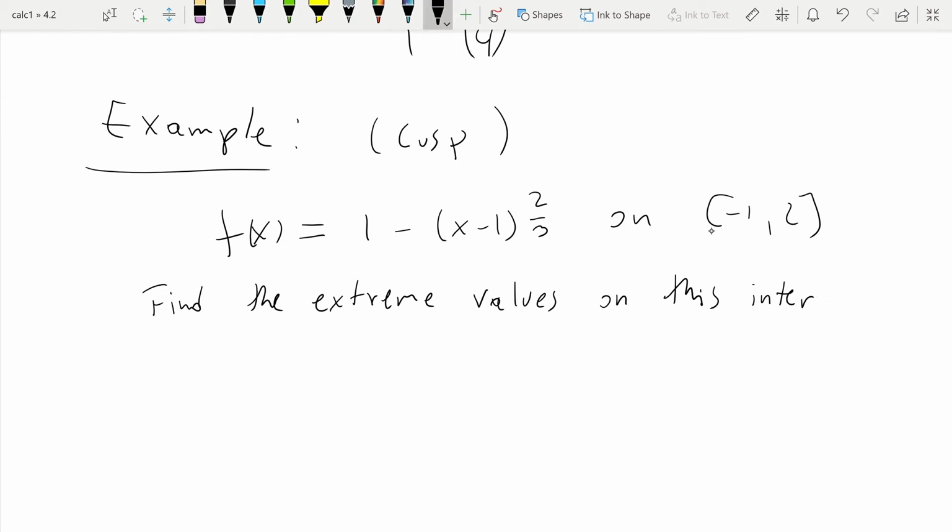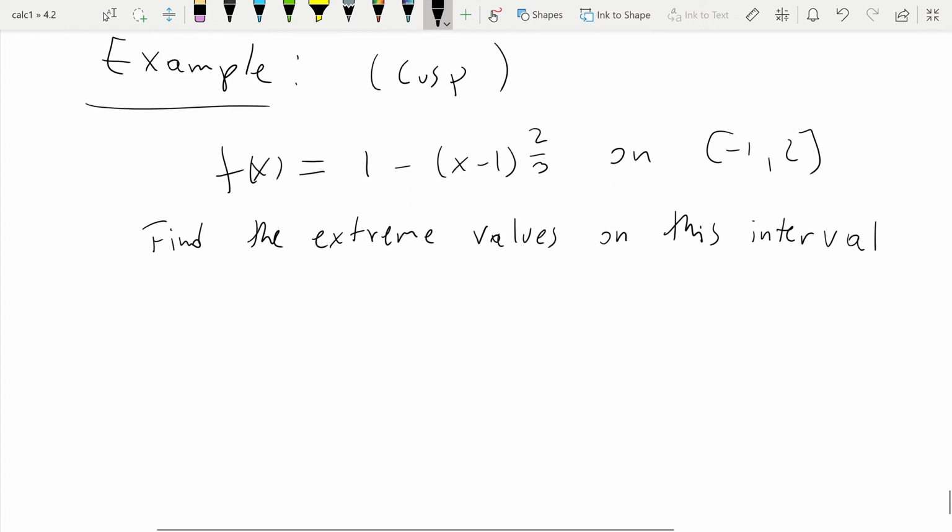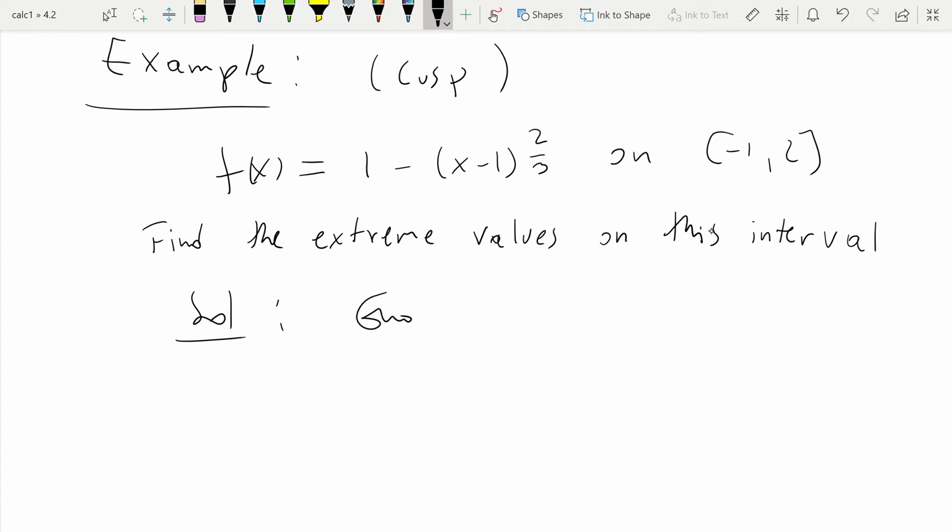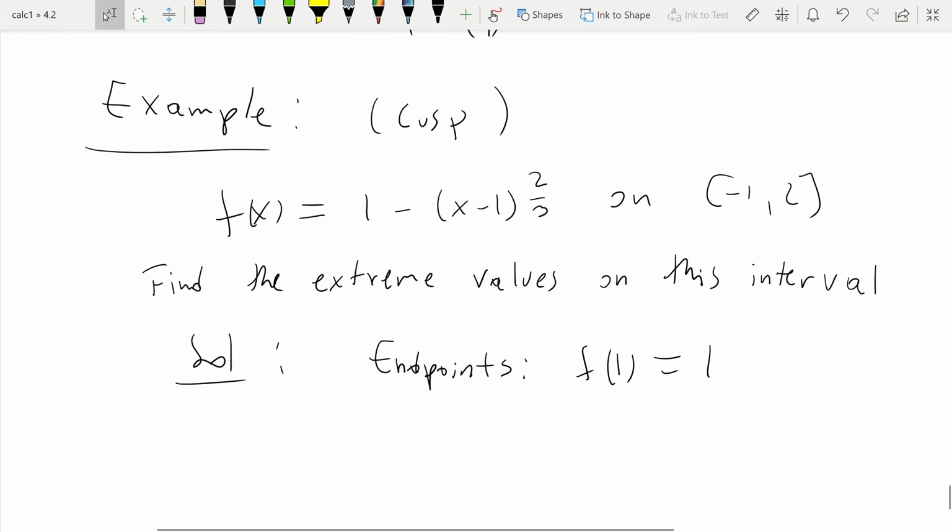Okay, so what we see here is, what are the endpoints again? So solution, endpoints. So what's f at 1? f at 1 is 1 minus 0 to the 2/3, which is 0, so you just get 1. No, oh, sorry. We were supposed to use -1 and 2. So let me check that again.